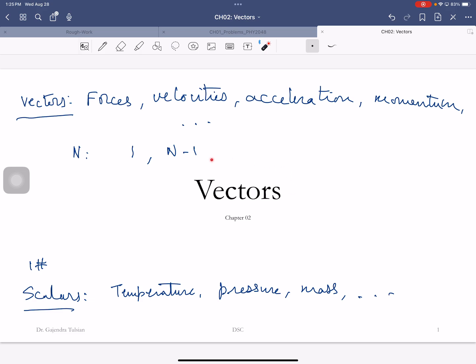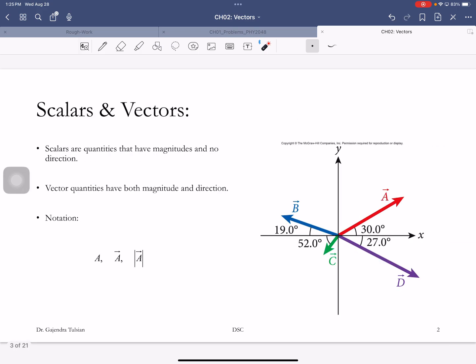So what are we studying? We are studying a new mathematical object called vectors. And how many numbers do you need to specify it? N numbers in n dimensions. Vectors are denoted by directed line segments.